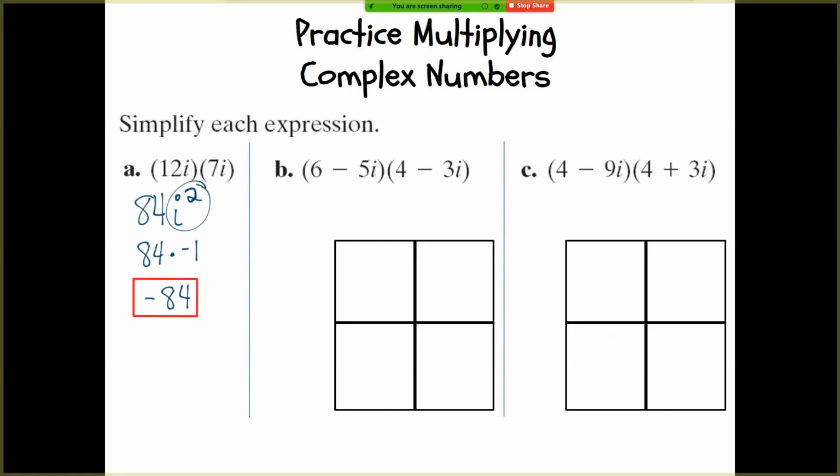For letter B, we have two sets of parentheses that we need to multiply together. So I'm going to put the first one on the top of my box, the second one down the side. Make sure that since I have a -5i, that has to go with the -5i in my box. And then the -3i has to go with the 3 when I write it along the side of my box.